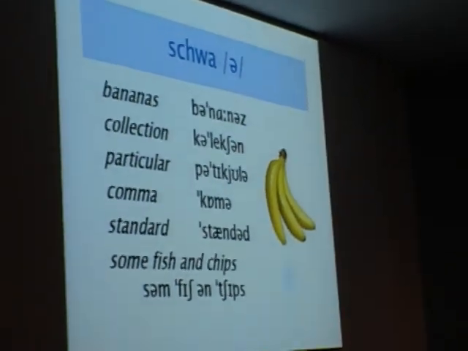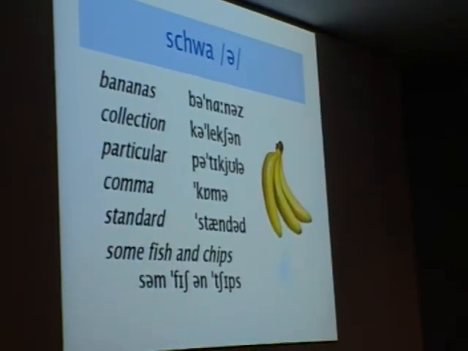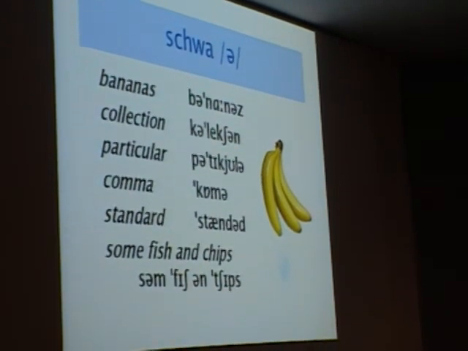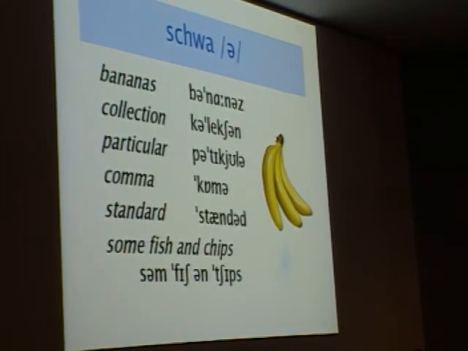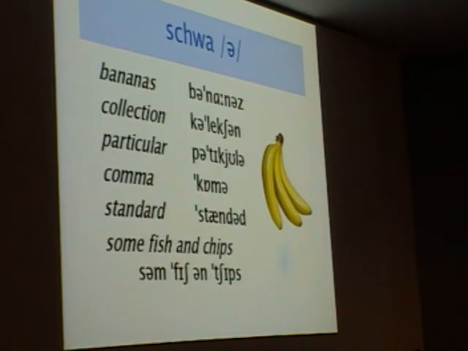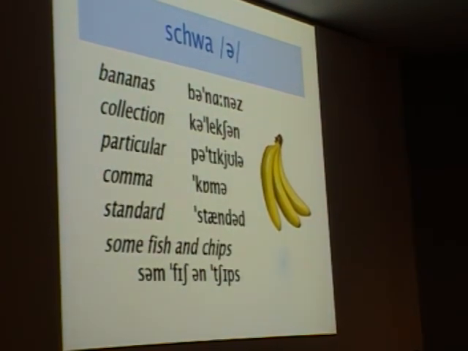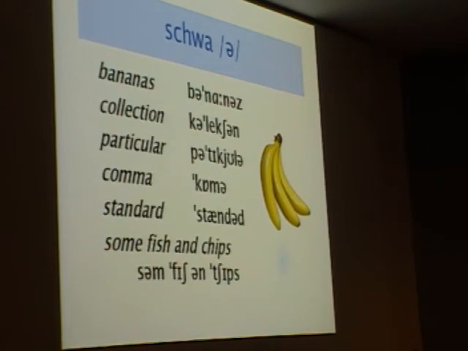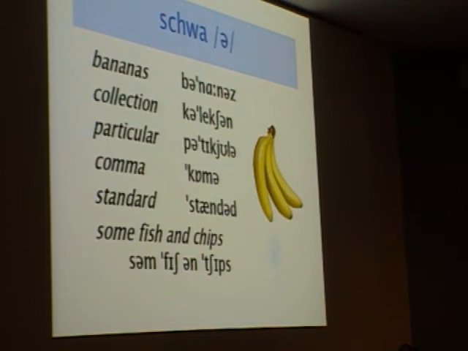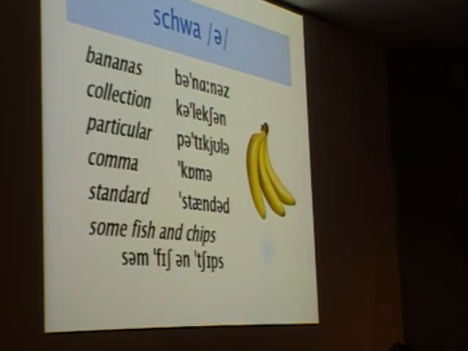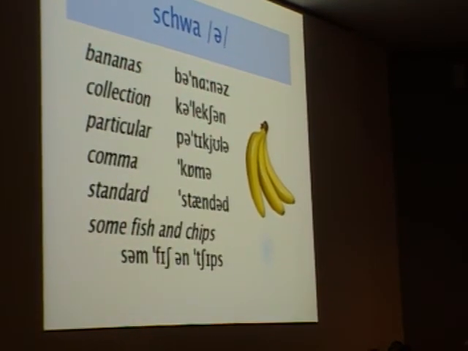Here's our schwa. It occurs in lots of unstressed positions. Bananas. Collection. It's a common mistake to stress the wrong syllable and say bananas or collection. No, we don't say bananas with a full vowel, we say bananas with schwa. And we don't say collection with a full vowel, we say collection with schwa.